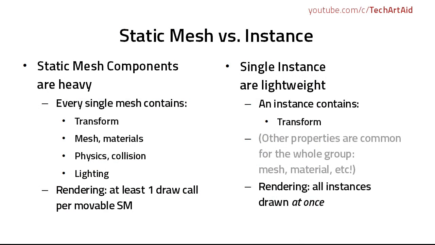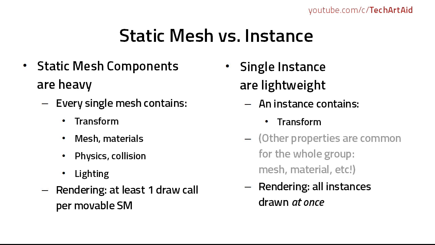so let's compare your typical static mesh component to a single instance. Basically, static mesh components are heavy. Every single mesh you place on the level will contain a transform, a mesh, materials assigned to it, physics properties, collision properties, lighting properties. And when you render them, you will use at least one draw call per movable static mesh.